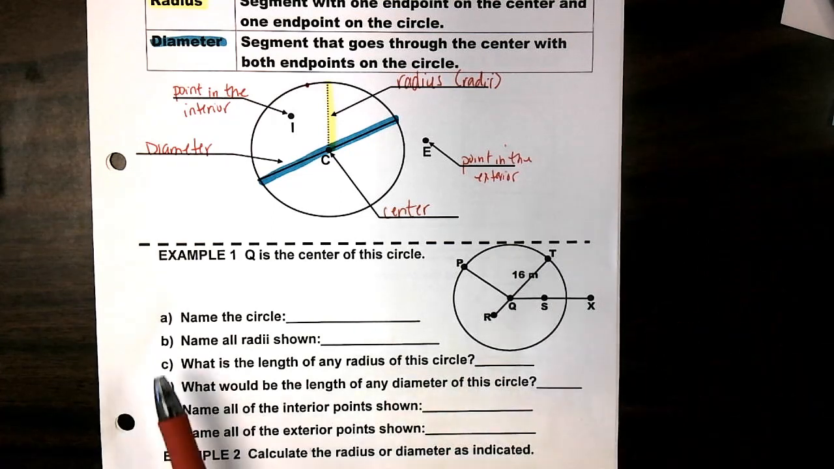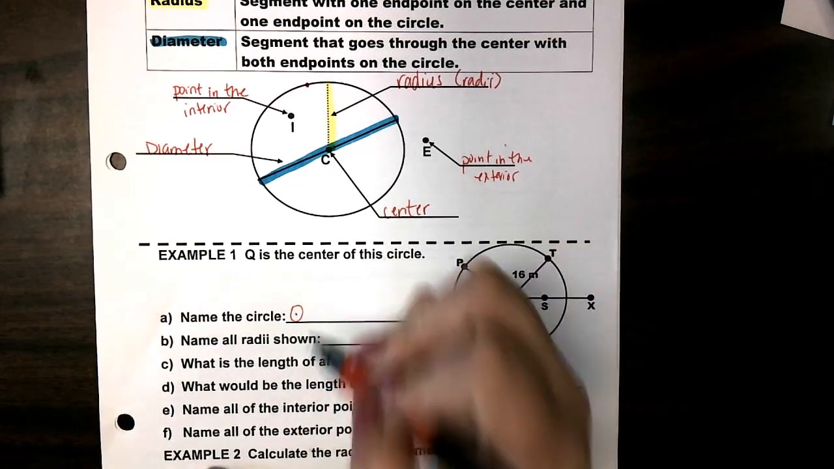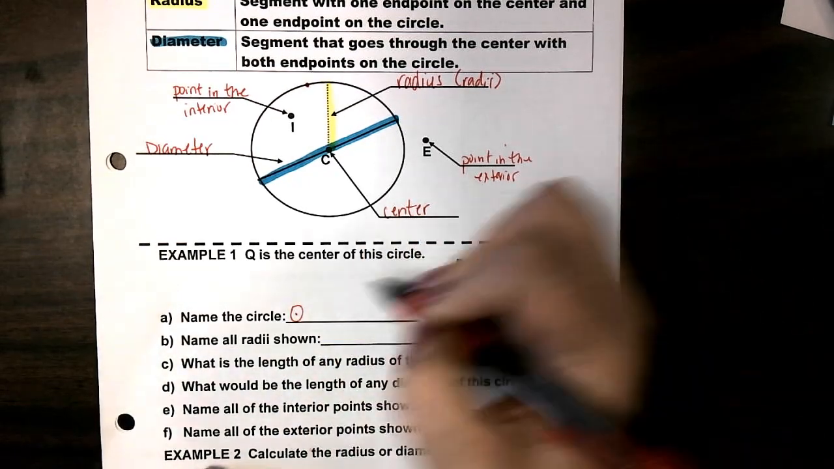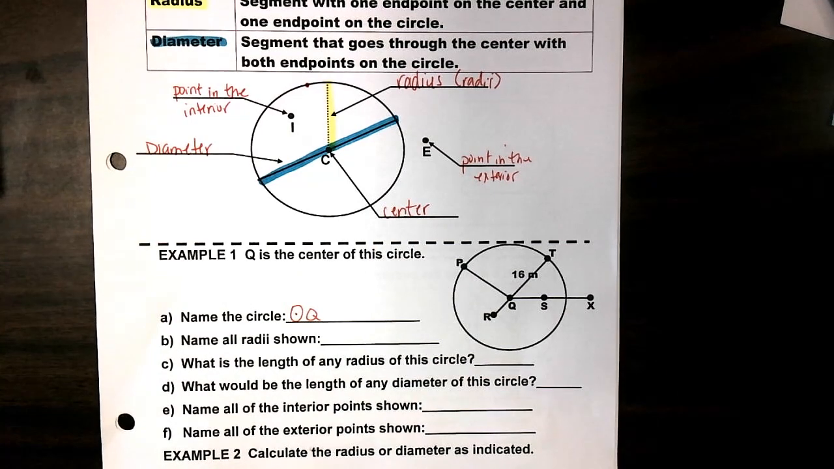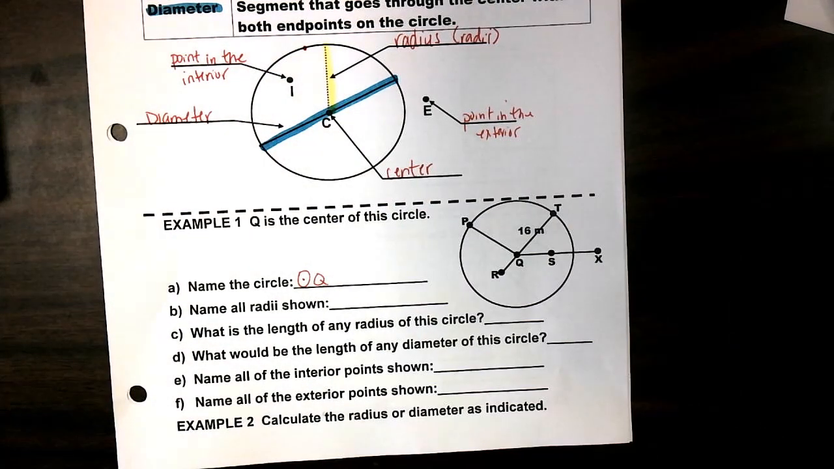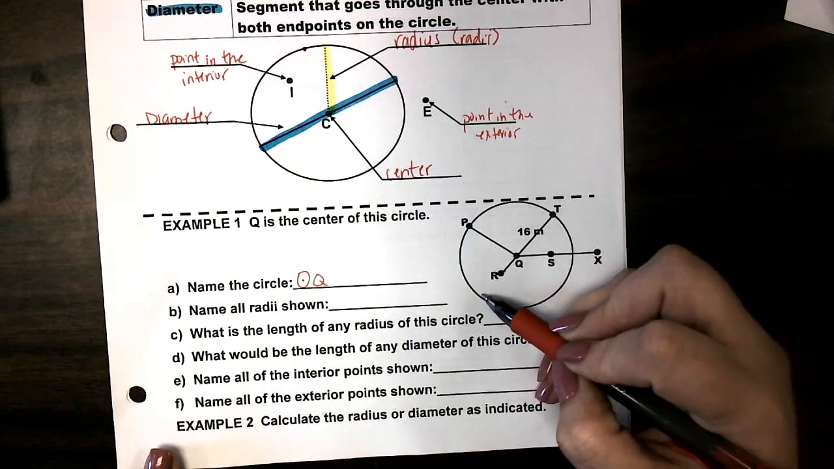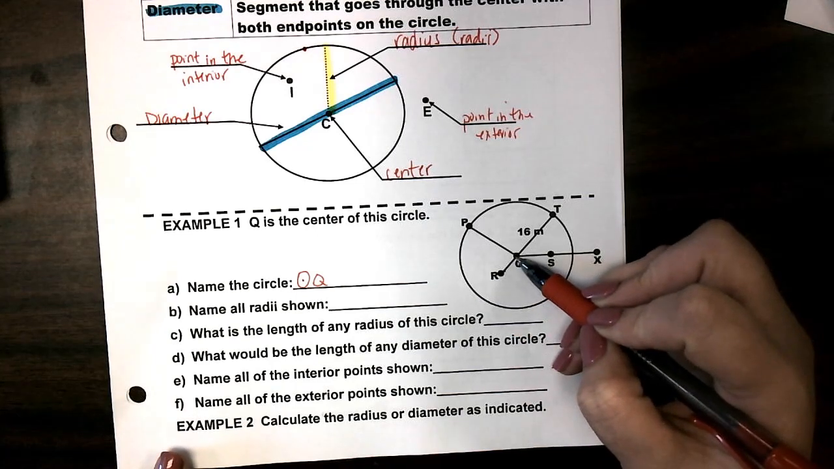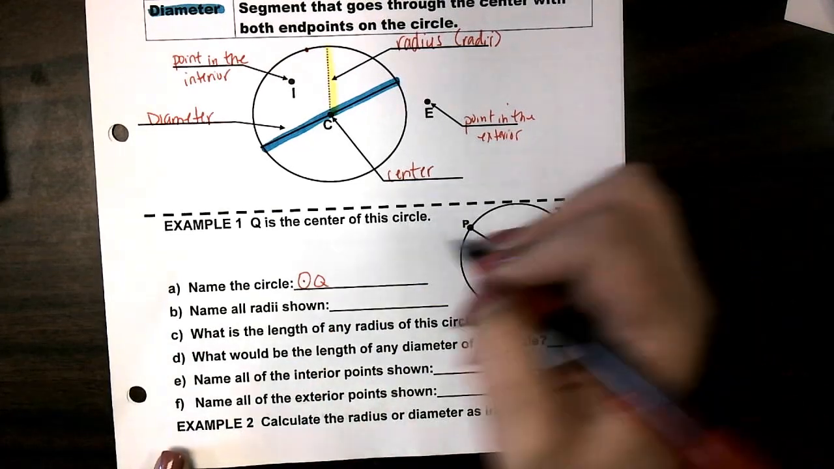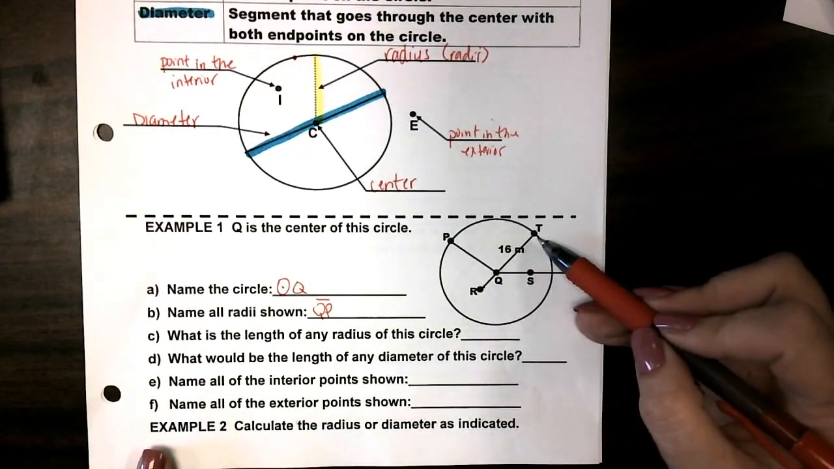parts of the circle. So if we're going to name this circle, we always name a circle using its center. So this is circle, it's a circle with a dot in the middle, circle Q. We always name a circle by its center. And then we're going to name all of the radii. So again, the radius is from the center to a side. So Q to R is not a radius because R is not on the side of the circle, right? So the first radius we see is QP. Another radius is QT.